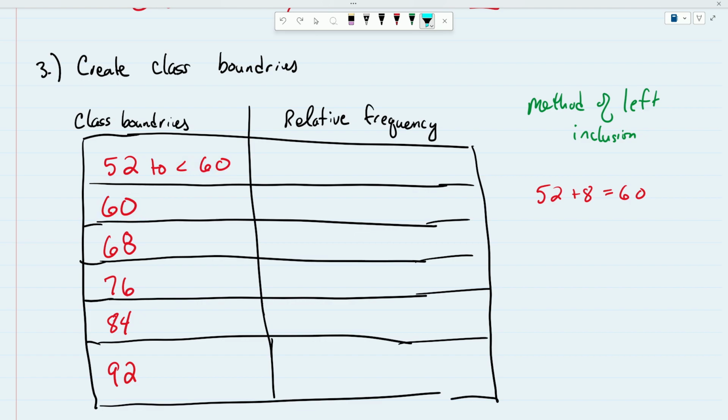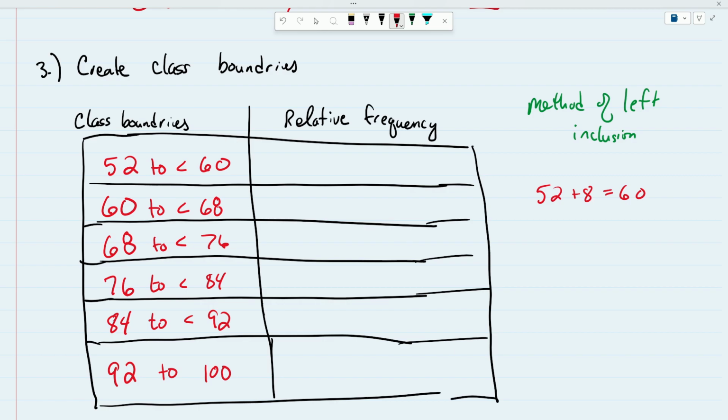All right. So we're going to continue with this. So 60 to less than 68, 68 to less than 76, 76 to less than 84, 84 to less than 92, and finally 92 all the way up to 100. Now, for this very last class, I'm not going to use the less than symbol because I want to make sure that I capture all of my values, and just in case one of the values just happens to be 100, I know I have it.